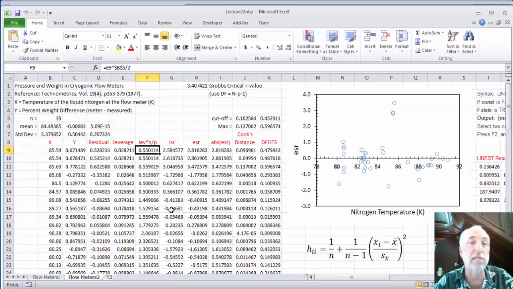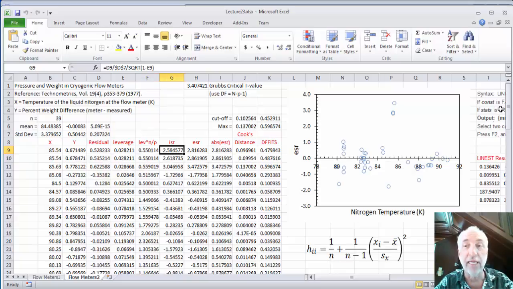Next, I'm going to normalize that, divide the leverage by its average value. The average value is p over n, where p is the number of the parameters in the model, in this case 2. So I take the leverage, multiply by n, divide by p, I have a normalized value, 1 equals the average. And we're going to use that for some plotting.